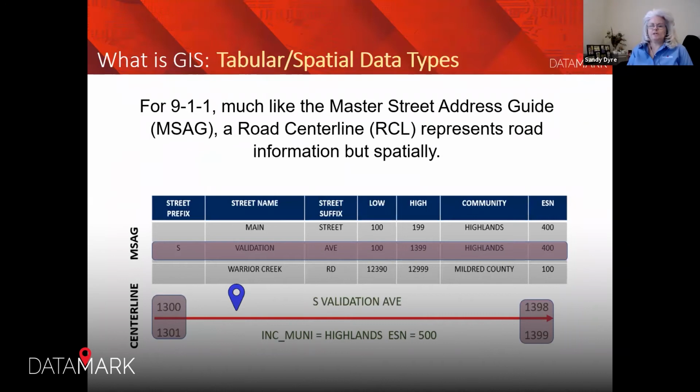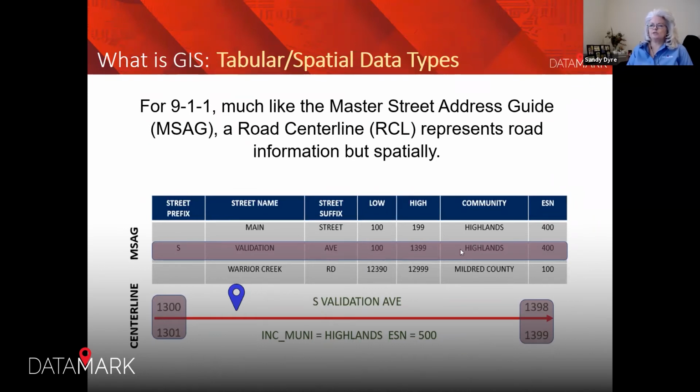So let me try to translate for public safety folks, tabular and spatial data types. Now, depending on what your role is in public safety or 911, you may be familiar with what's called a master street address guide or an MSAG. You may not. So let me take a few moments to explain it. The master street address guide, which is this graphic here. Are you able to see my mouse? Yes. Okay. So this graphic here is a representation of a master street address guide.